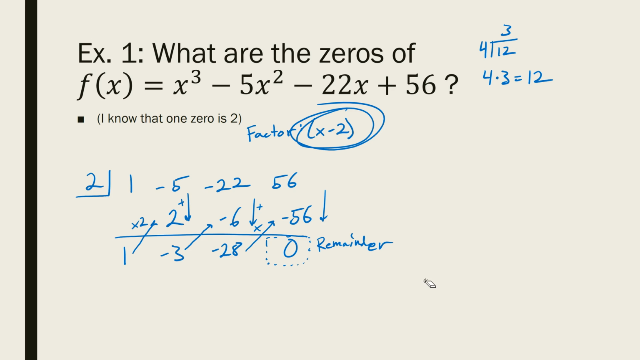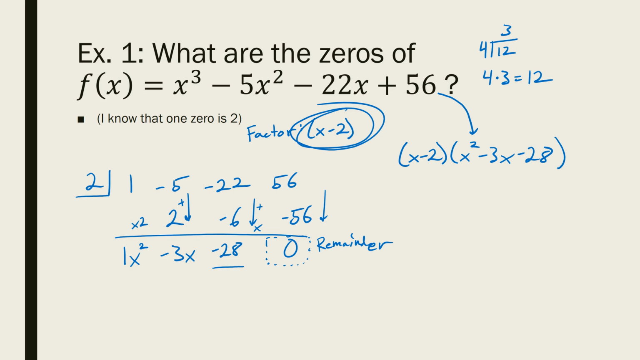Check this out. If you remember, the polynomial that I came up with is, here's the constant term, here's the x squared. I know that this big long thing factors to x minus 2 times x squared minus 3x minus 28.